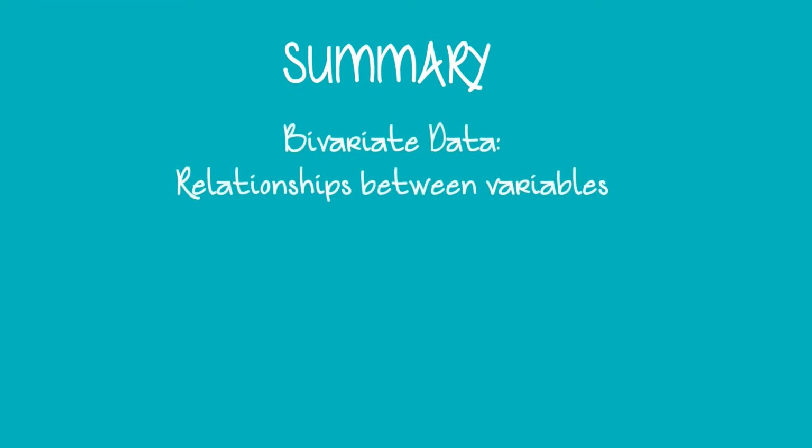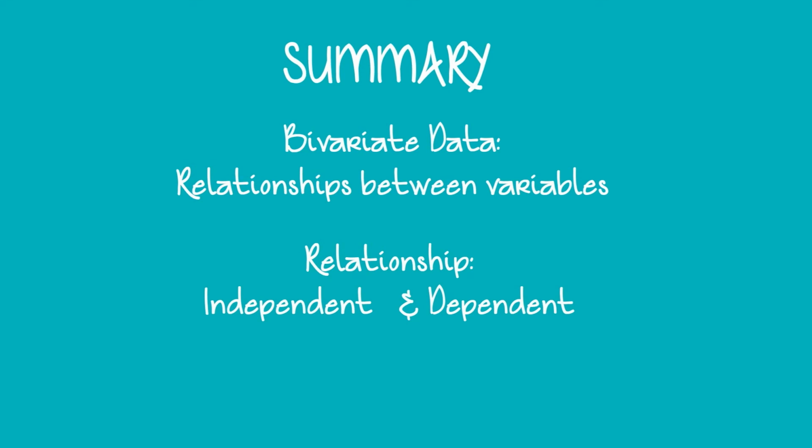In summary, bivariate data is a way to show relationships between variables. If there is a relationship between two data sets, then one will tend to influence the other. Bivariate data analysis is a way to determine if there is a relationship, the influence of one variable to another, and the level of influence from one variable to another.